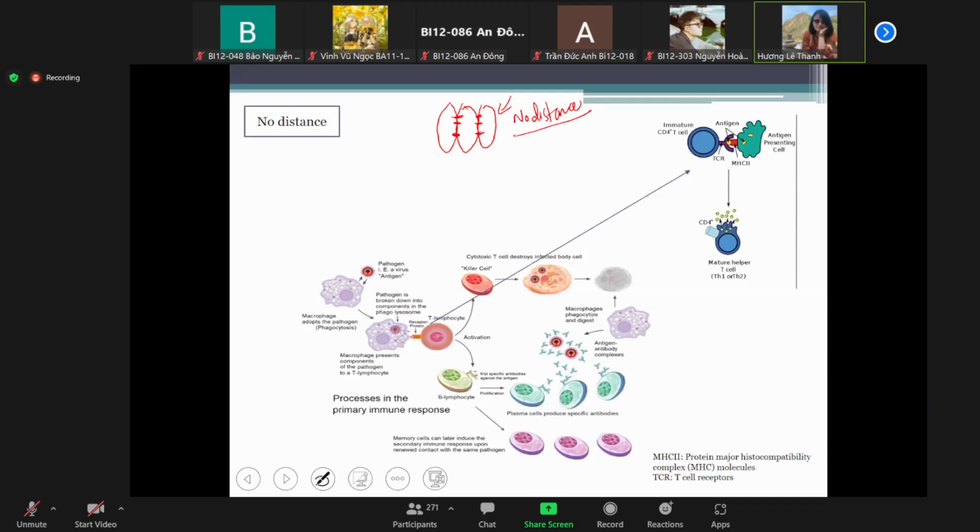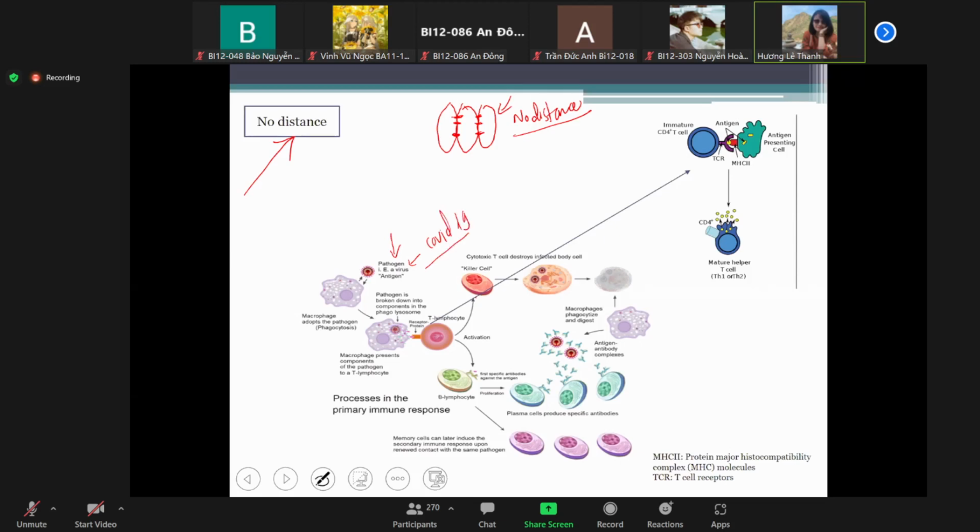In our immune system, we have numbers of cell types, and they communicate with each other by no distance. This is one example of how no distance occurs. When you are attacked by pathogens, here a virus like MERS, the macrophage in our immune system will engulf and digest these pathogens. For example, COVID-19.